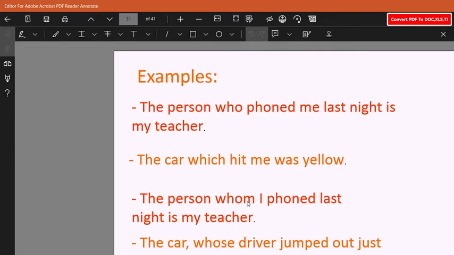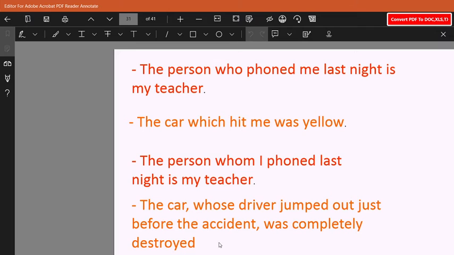So whom denotes exactly the noun or the word which is written left to it. So these relative pronouns and the main noun or pronoun which they actually qualify, they are juxtaposed, meaning they sit side by side. You cannot make them sit separately in a sentence. They must sit together. The car whose driver jumped out just before the accident was completely destroyed.